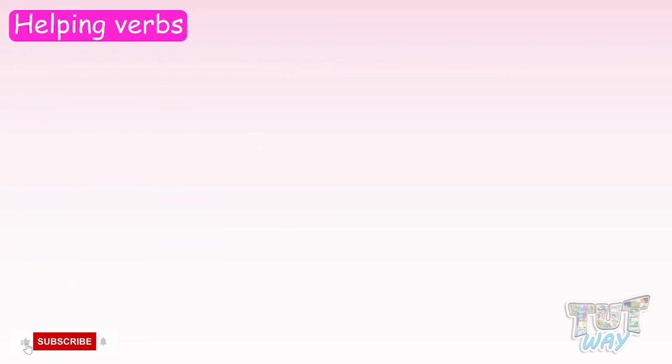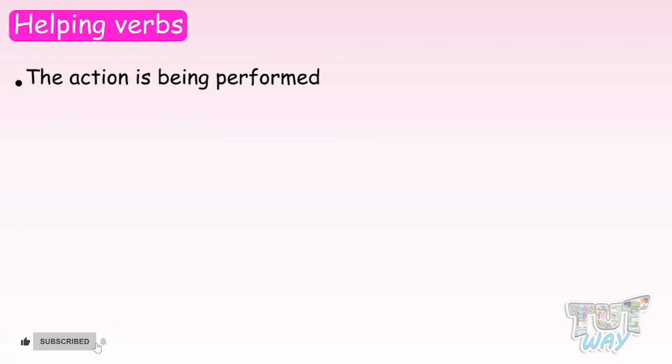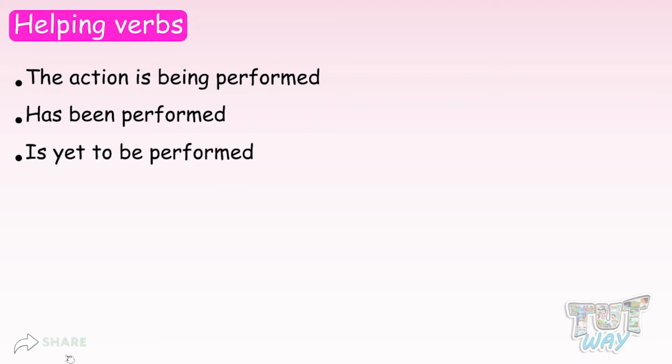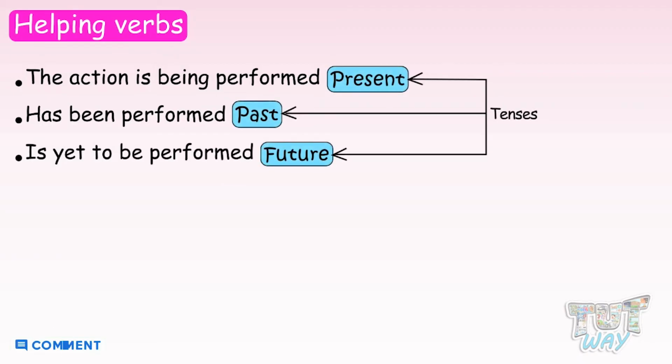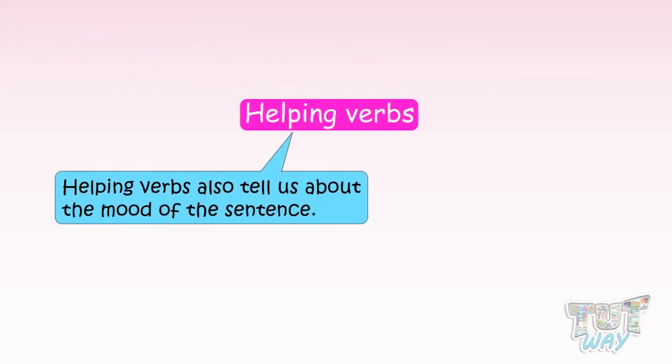Helping verbs also describe whether the action is being performed or has been performed or is yet to be performed. That is, helping verbs help to form the tenses. In other words, helping verbs mainly tell whether the action is happening in the present, has already happened in the past, or will happen in the future. Finally, helping verbs also tell about the mood of the sentence.